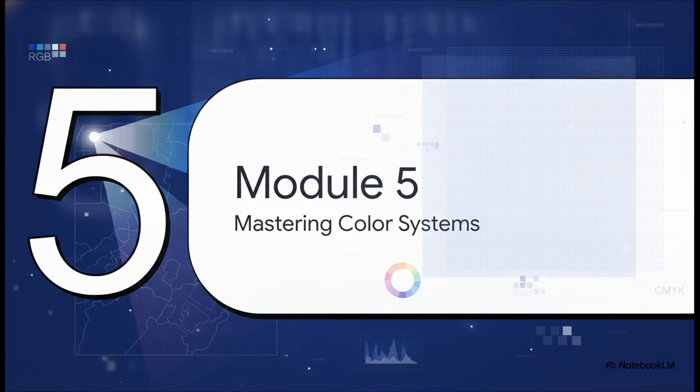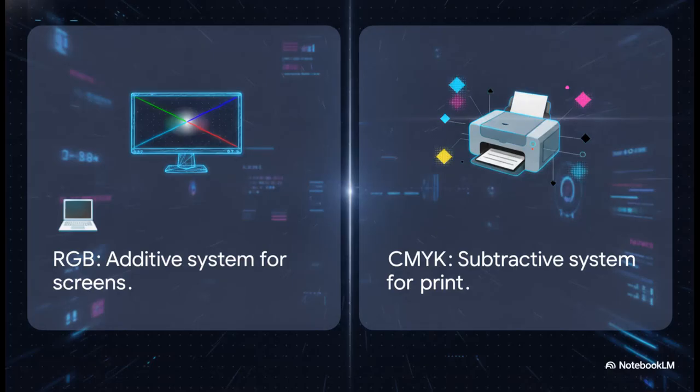Finally, we have Module 5, Mastering Color Systems. How we actually display color fundamentally changes depending on whether we are projecting light into your eyes through a screen or absorbing light on a piece of printed paper. This is the classic battle of display technologies. On one side, we have RGB, red, green, blue. This is an additive system used for illuminating digital screens. Your phone or your monitor literally adds colored light together to create white.